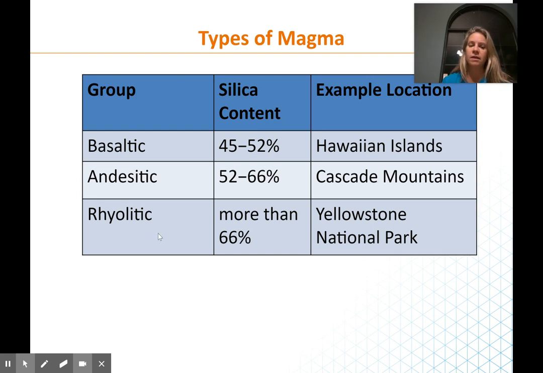And then rhyolitic. I said we did have a little bit of rhyolitic here, which we do. We're a combination of rhyolitic and andesitic. But rhyolitic would be really typical of Yellowstone, which is super explosive. It's actually a super volcano. So it just has to do with the silica content. The more silica you get, the more explosive the volcano is.